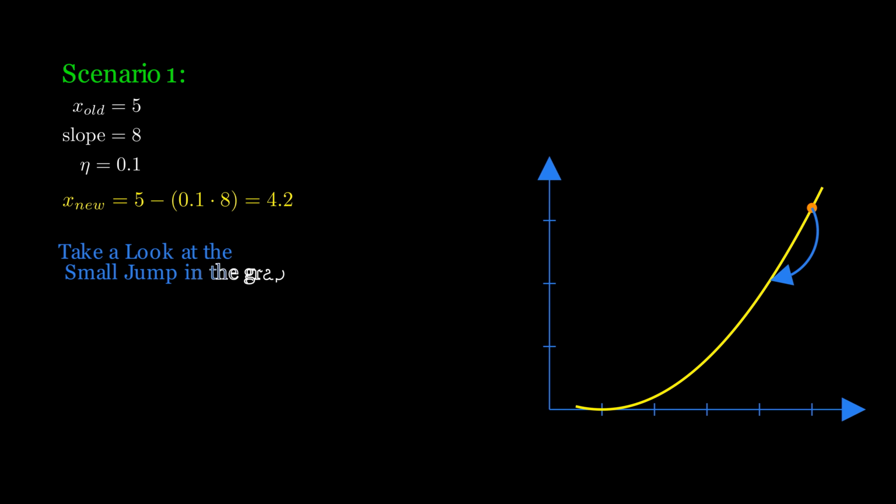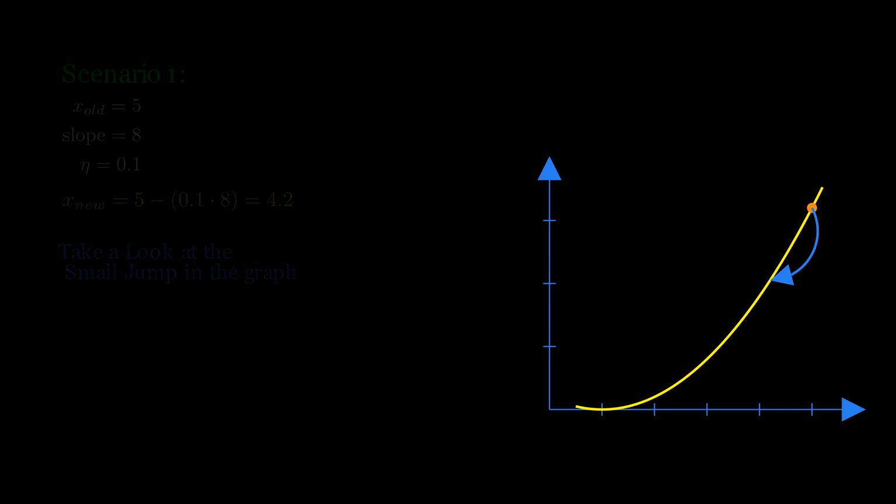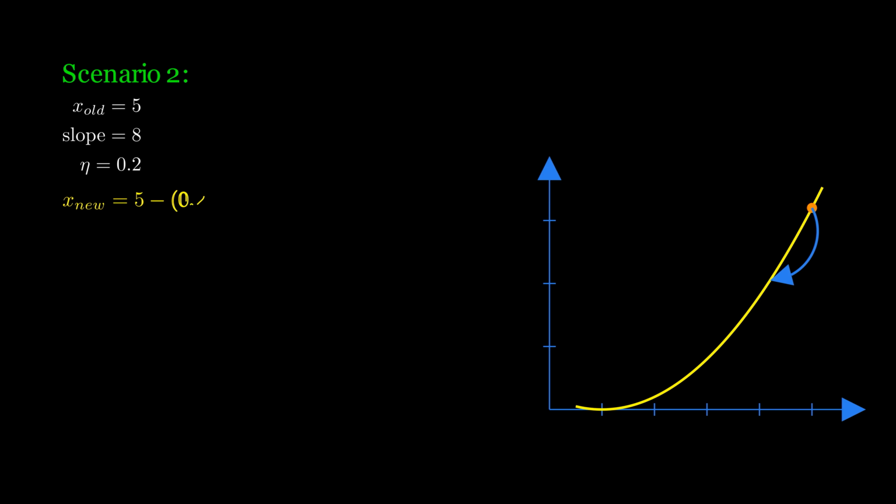Take a look at the jump in the graph. A small jump. Scenario 2. A larger learning rate, where eta equals 0.2. Let's look at an increased rate: x new equals 5 minus the quantity 0.2 times 8, which equals 3.4. By doubling the learning rate, our jump becomes significantly larger. In a single iteration, we have moved much further down the curve.